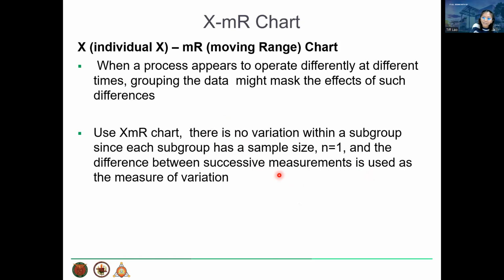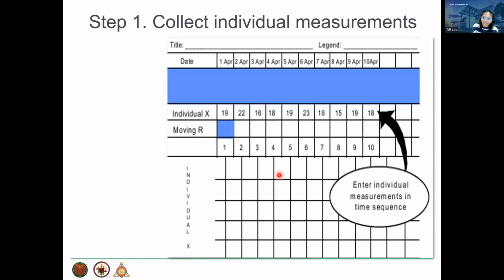And how do we make the XMR or X moving range chart? Malamang, ang muna mong gagawin, magkukulit ka ng data. So as you can see, yan yung dates. And then since 1 observation lang naman tayo per day, andito siya, individual Y data. Y-axis. Anyway, 19, 22, tapos hanggang April 10, you have 18. Since this is moving range, ang kukunin mo lang ay yung range ng consecutive values.